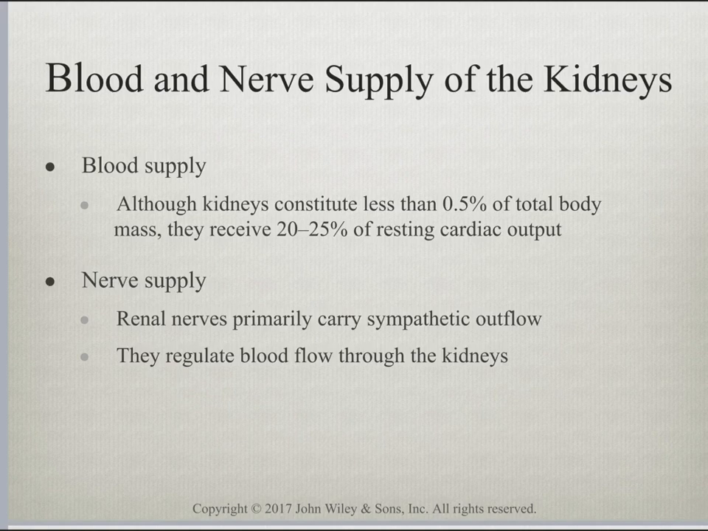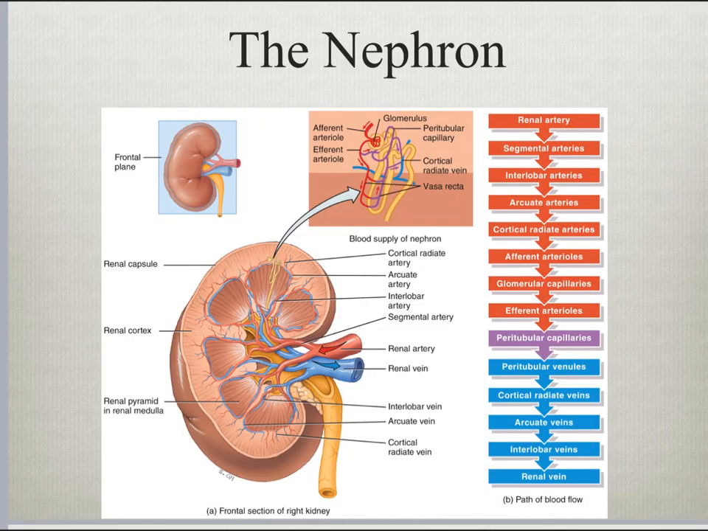It does this by regulating the release of renin from the juxtaglomerular cells. These are all points that we're going to discuss further on. But from a general perspective, realize that we're dealing with sympathetic outflow, and they're going to be regulating, on that arterial end, blood flow through the kidneys. Blood supply through the kidney and the nephron.